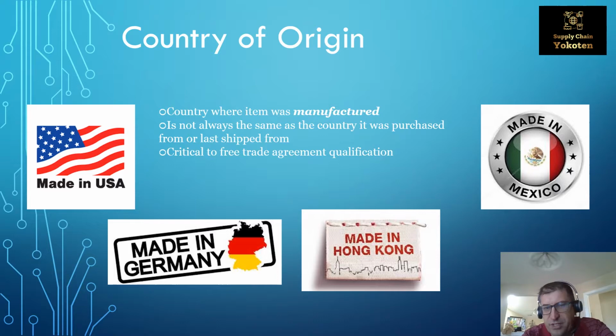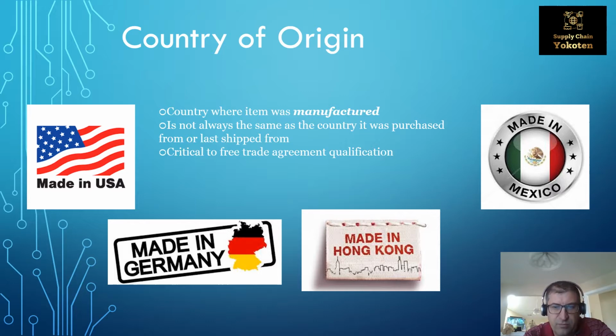The country of origin is the country where the item is manufactured. This is not always the same as the country it was purchased from or last shipped from. For example, if there's a value add in a country, but the majority of the product valuation is from a different country, the country where the most valuation is added would be the country of origin. And this is critical for free trade agreement qualification. For example, if it's NAFTA made in Mexico or Canada to the US.